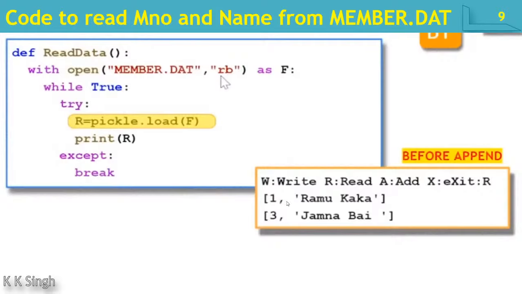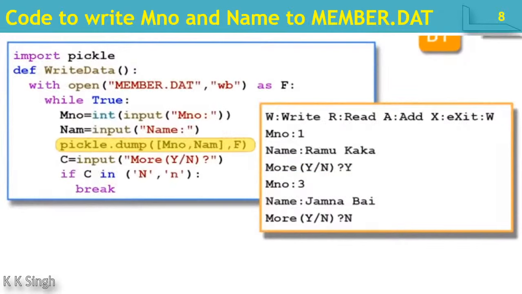There were only two records, or two lists. One is member number 1, Ramu Kaka, and the second is member number 3, Jamna Bai. These were the two records in file member.dat which we had done on the previous slide. Member number is 1 and name is Ramu Kaka. More, you said yes, then it took another value. Member number is 3, and it took another name, say Jamna Bai. And when you say no, it closes the file and comes out of the function.